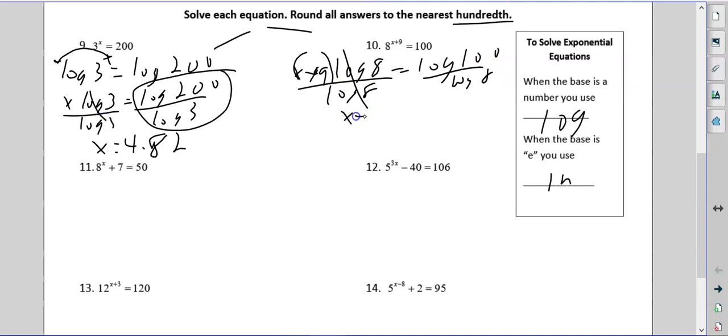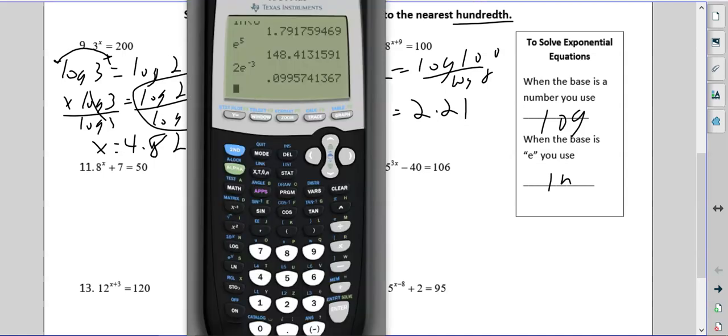So this time, though, we have x plus 9 equals 2.21. Now, before I go on any further, I want to reiterate, because I've done this before in the notes. When you're typing in log 100 divided by log 8, you've got to close these parentheses, because you're taking log of 100 here and dividing it by log of 8. This parentheses doesn't matter if you close it or not, but the first one does.